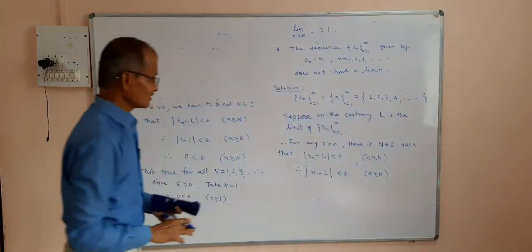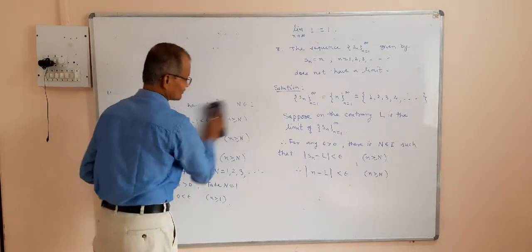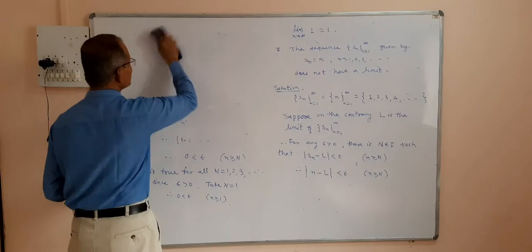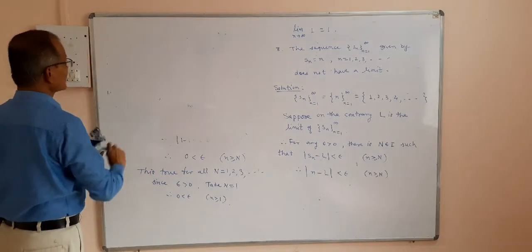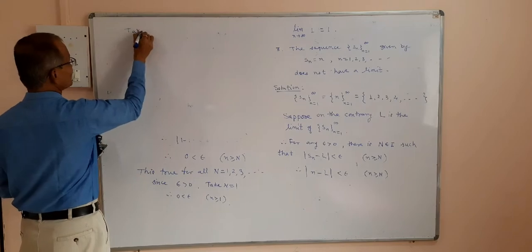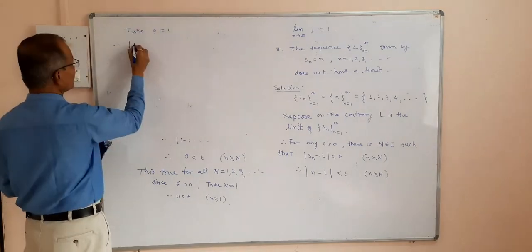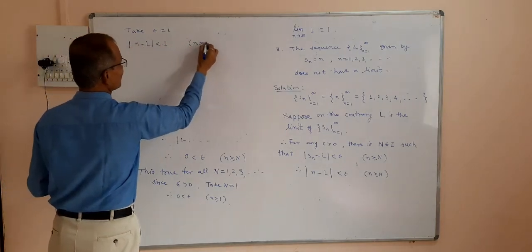So here we shall consider epsilon equal to 1. Take epsilon as 1, because epsilon is any positive real number greater than 0, and therefore at our choice we take epsilon equal to 1. So what this gives is |Sn minus L| is less than 1, for n greater than or equal to N.